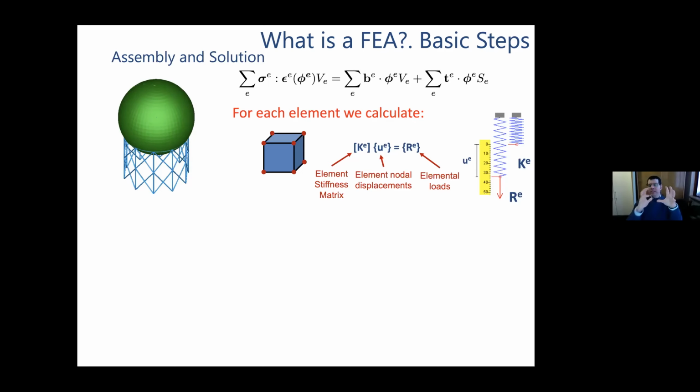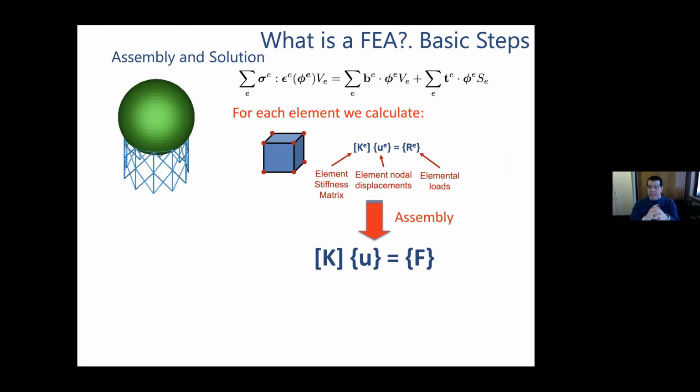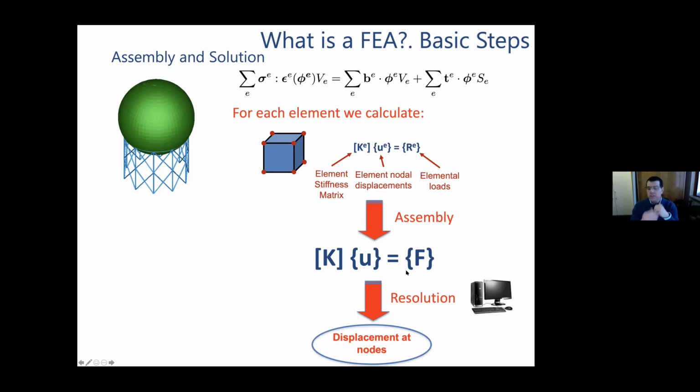We have this for each element, we calculate these things. Then in the assembly step, we put all this information together. So we assemble in order to build what we call the global stiffness matrix, the global displacement vector and the global force vector. Once you have assembled the system of equations, you input the boundary conditions and solve the system. As a solution of this, you get the displacements at the nodes.